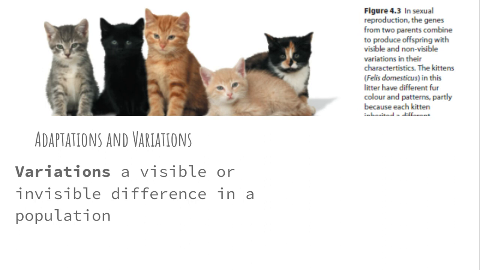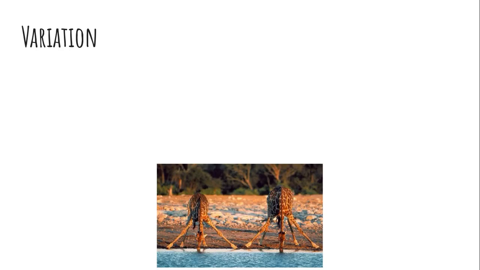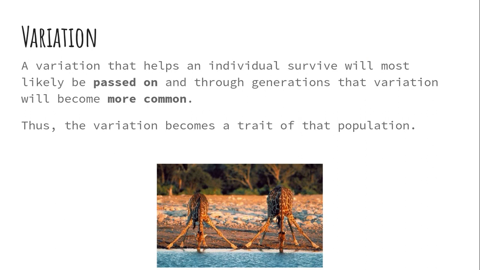So let's define the difference. Variation is a visible or invisible difference in a population. Okay? When we call a variation visible, we call it its phenotype. And when it's invisible, we call it its genotype. So when you have variation, it helps an individual survive and is passed on throughout the generations, and it becomes more and more common.